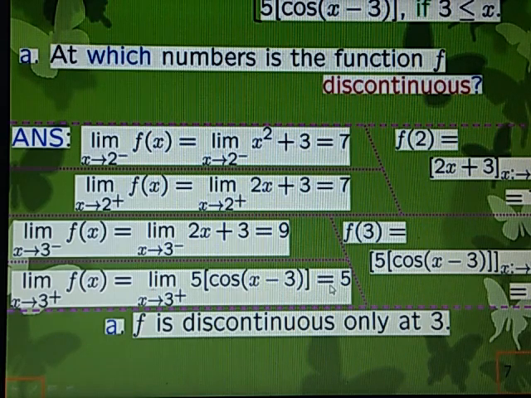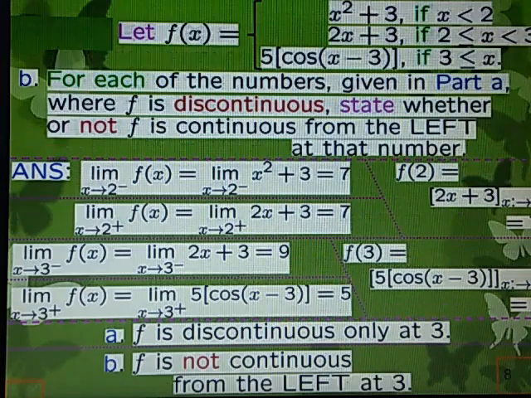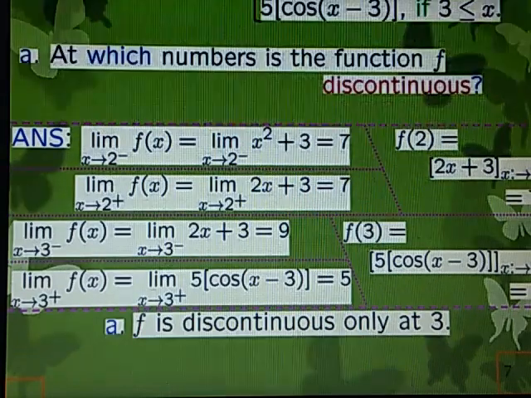Okay, so 5 into 1 comes out to be 5. See, the values are different. So one thing we have already come to know: the limit does not exist. From the left of 3, the function is approaching 9 and from the right of 3, it is approaching 5. So they are moving on to different values. And at 3, the value of the function is again 5.